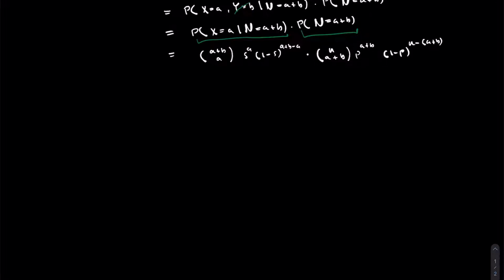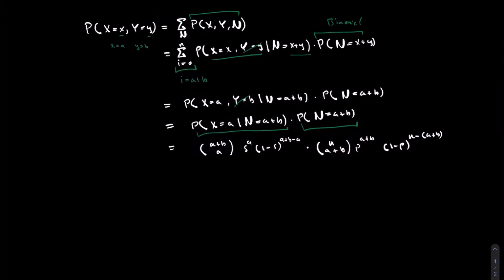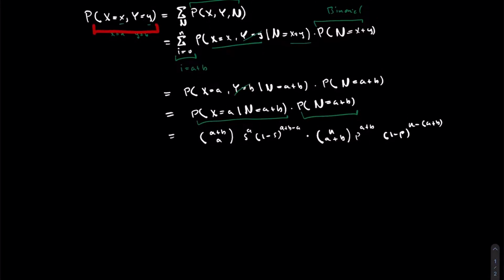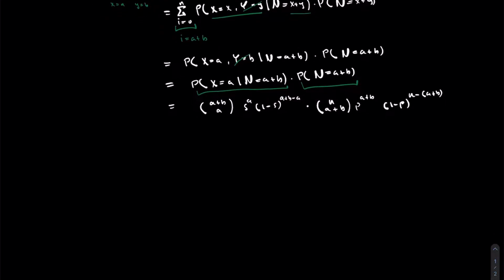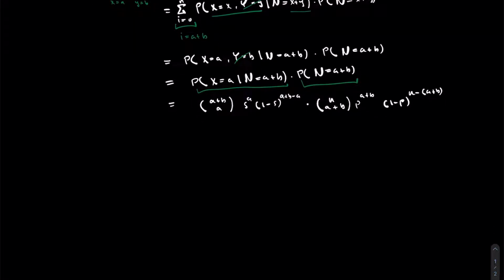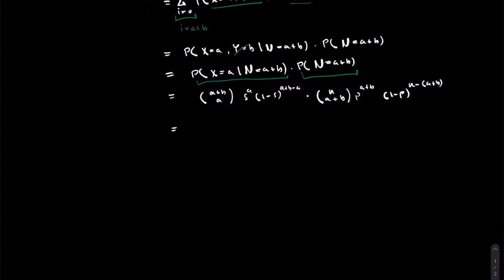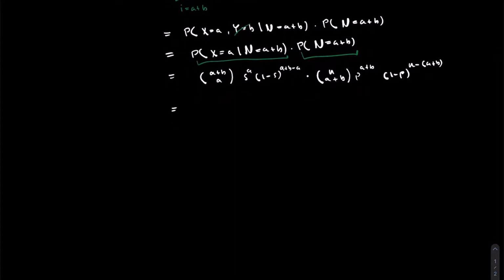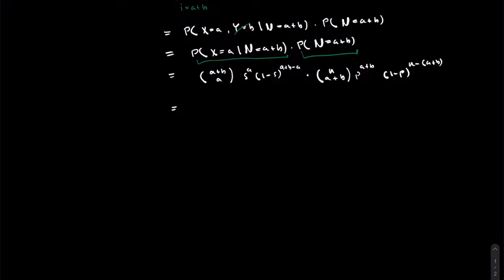Okay, and this is basically the joint of x and y, and we can move on and simplify this further. There's another realization here, and that realization is that this whole term ends up being a multinomial if we also encode the eggs that do not hatch.